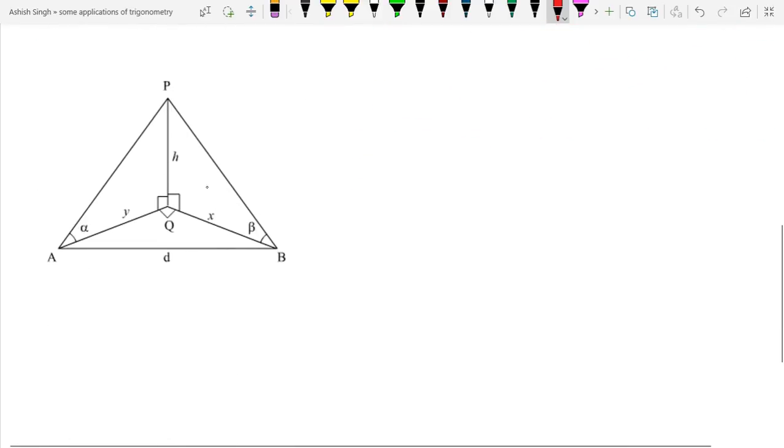The other figure is here. So this is also the other person standing here. This is the tower PQ, and the person is standing on the other part. So I can see that this person B makes an angle of beta. Okay, and this is 90° because this is at the ground.